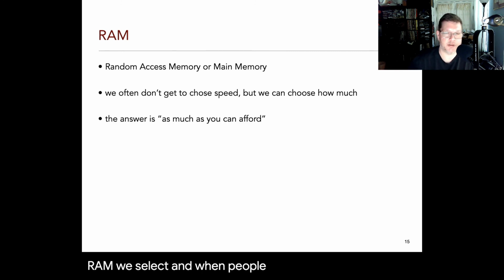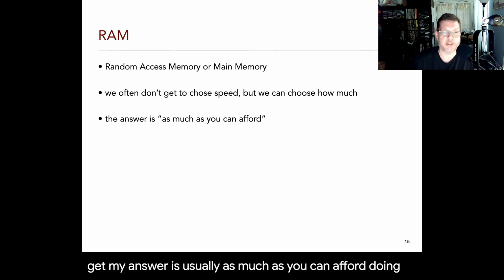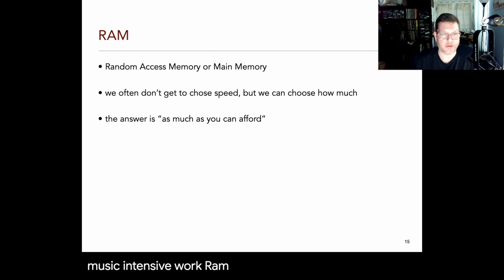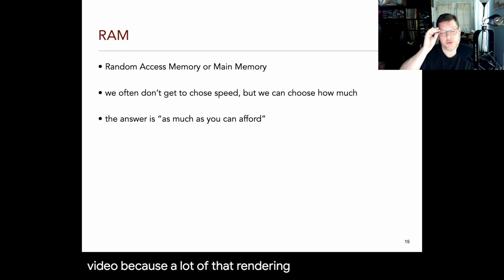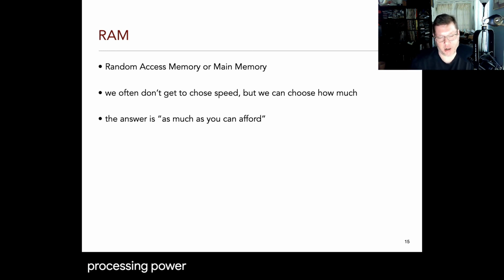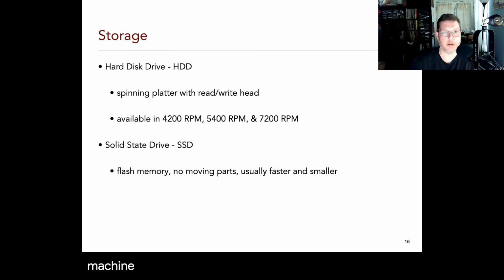When people ask me how much should I get, my answer is usually as much as you can afford. Doing music intensive work, RAM matters a lot. If you're doing video stuff, RAM matters as well, but the processor speed can have a big influence on video because a lot of that rendering uses a lot of processing power. All of the modern processors are fast enough to deal with most of the audio stuff we will ask it to do. But having more RAM can definitely help your machine perform better in that context.